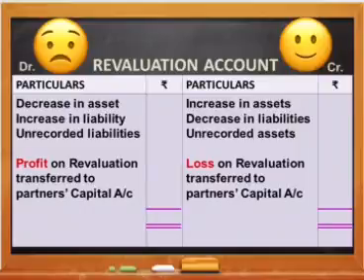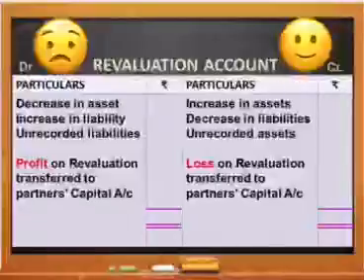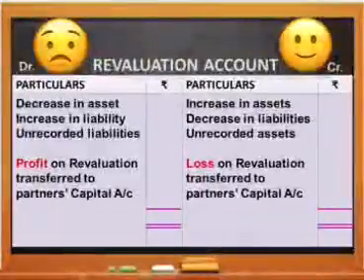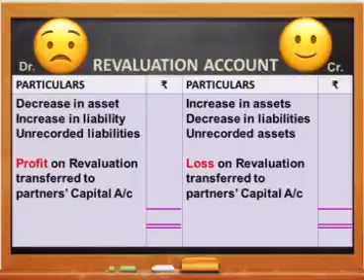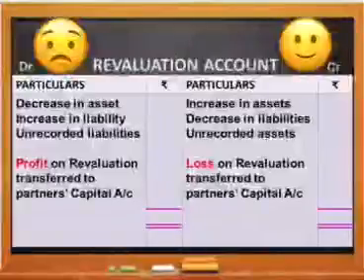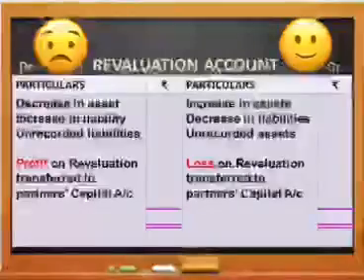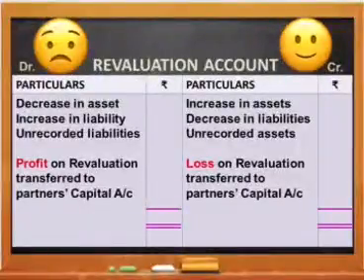After recording all such debits and credits, the last step is to find out whether there was profit or loss on account of revaluation of these assets and liabilities. If the credit side or the happy side is more as compared to the debit side, then the balancing figure will come on the debit side as profit on revaluation, which will be transferred to partners' capital account. However, if the debit side, the sad side, is higher than the credit side, then the balancing figure will be loss on revaluation that will appear on the credit side, which will be transferred to partners' capital account.